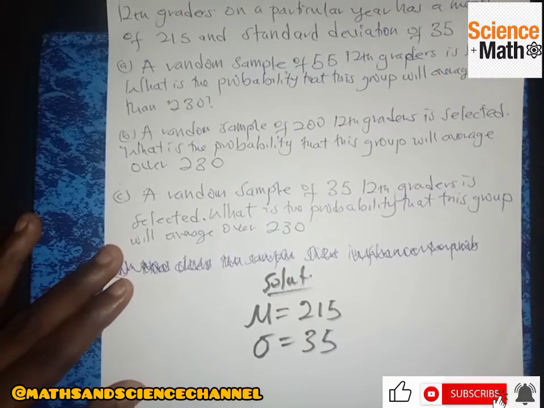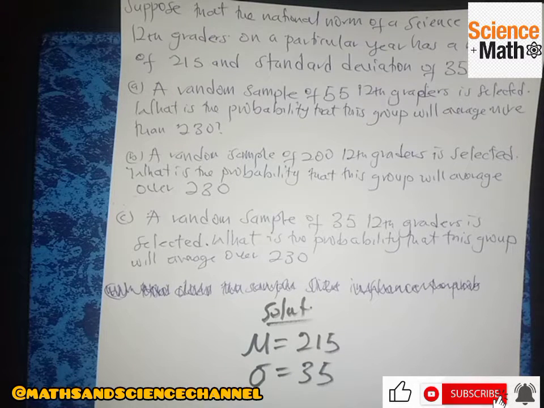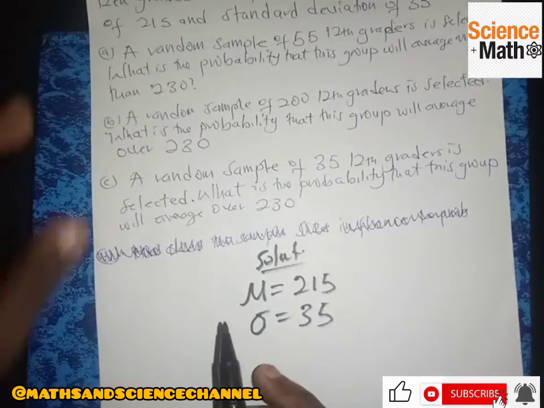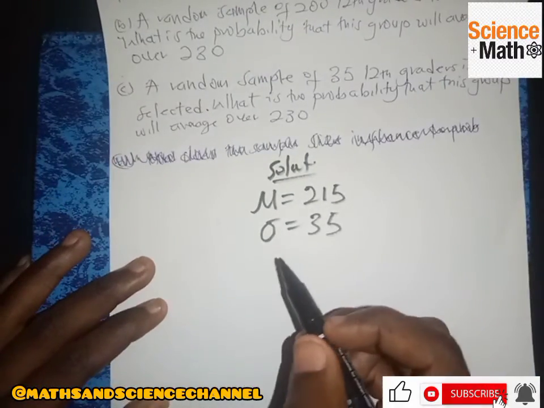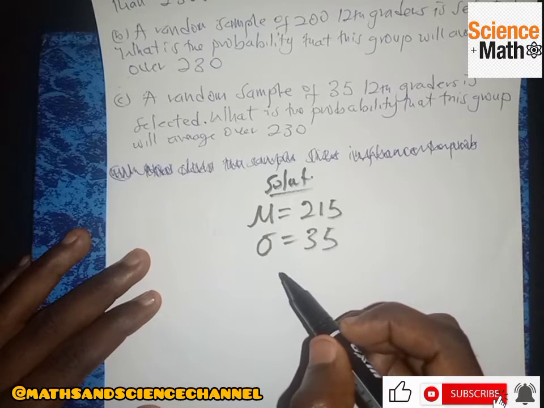And then part A of the question says that a random sample of 55 12th graders is selected. What is the probability that this group will average more than 230? So the question is asking for the probability.